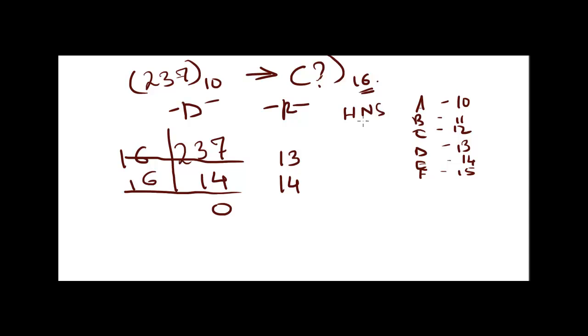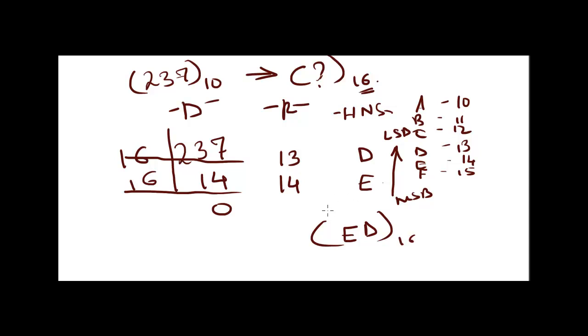Now we write here H and S. This is a separate extra column. As we see, D is 13, so we just write D, and 14 is E, so we just write E. And from downwards to upwards, most significant bit to least significant bit, we arrange it. It comes as ED to the base 16, and this is your answer. So that's it for conversion from decimal number system to other number systems.